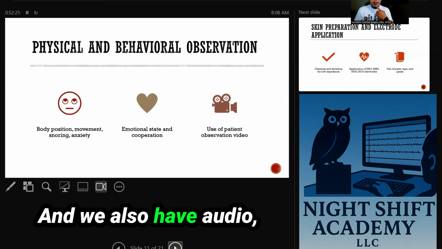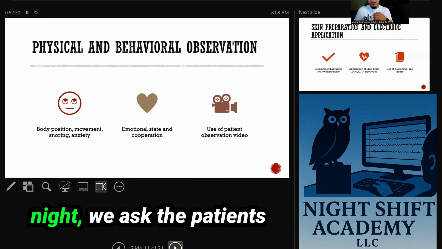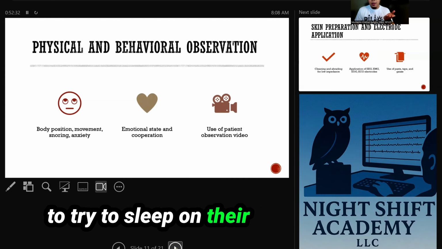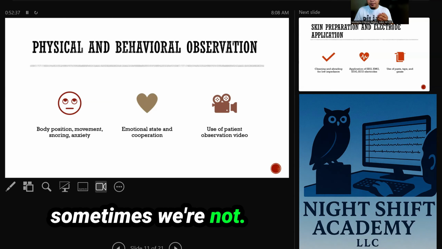Okay, and we also have audio. We can talk to the patients in their rooms. So at the beginning of the night, we ask the patients to try to sleep on their back as much as possible. Sometimes we're successful, sometimes we're not.